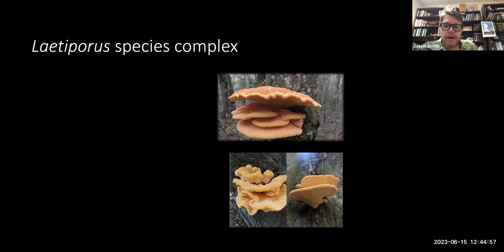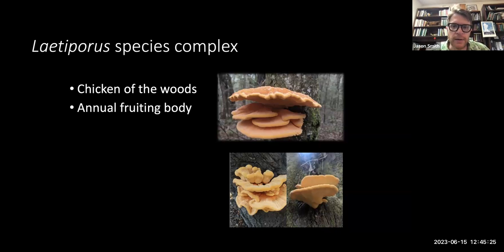A couple of other issues I want to talk about: Laetiporus. Laetiporus is a canker rot. I want to talk about a couple of canker rots that we see. So Laetiporus is really a decay organism that gets established in living trees. This is the so-called chicken of the woods. Laetiporus sulphureus, Laetiporus cincinnatus. There's a couple different species. Laetiporus gilbertsonii is the most common one we see on live oaks.